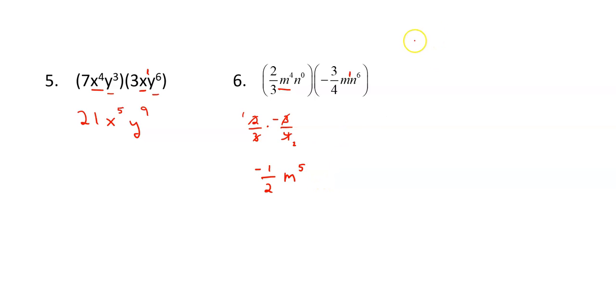Look at the n's. I've got an n to the 0 times n to the 6. So there's two ways I can look at that. One is simply add 0 plus 6, and I get 6. The other way to look at this is anything except 0 to the 0 power is just 1. So I'm saying 1 times n to the 6th, which again is n to the 6th. So for those 0 powers, you can treat them as 1, or just use that same rule, add the exponents together.